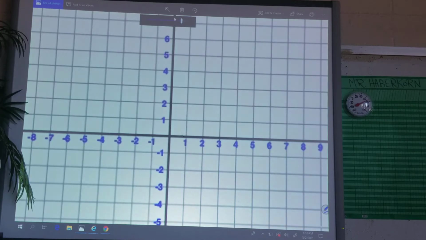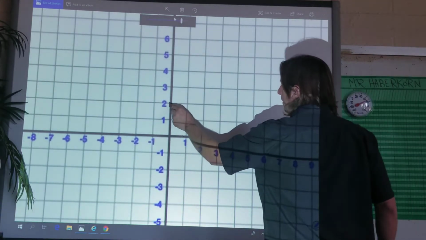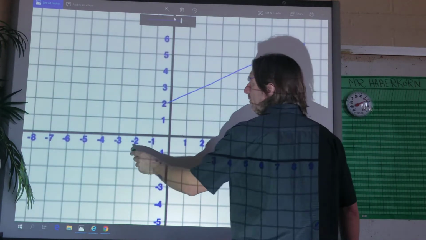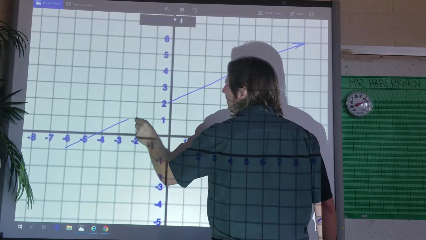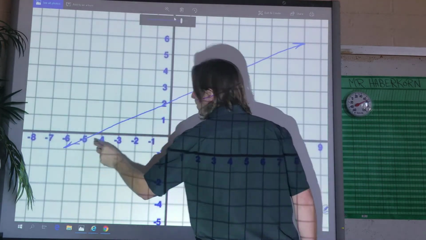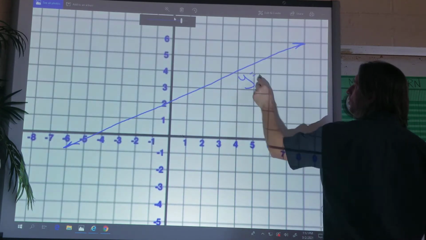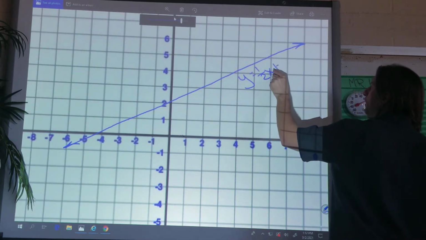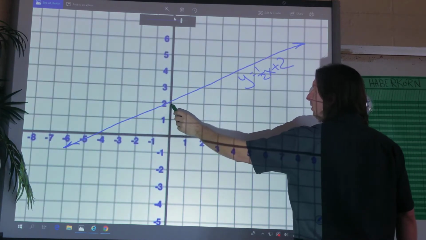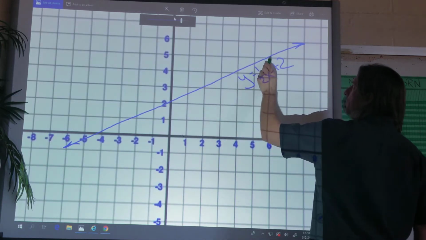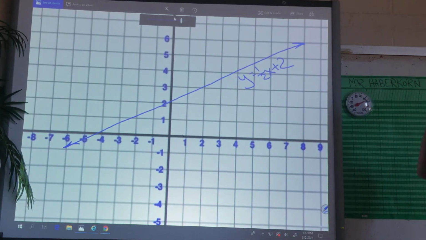All right, so those of you that have been coming to class already know that you have a line. And this line is y equals 1/2 x plus 2. There's our y-intercept at 2. Then you go up 1 over 2, up 1 over 2, up 1 over 2, right? For our slope. All right.